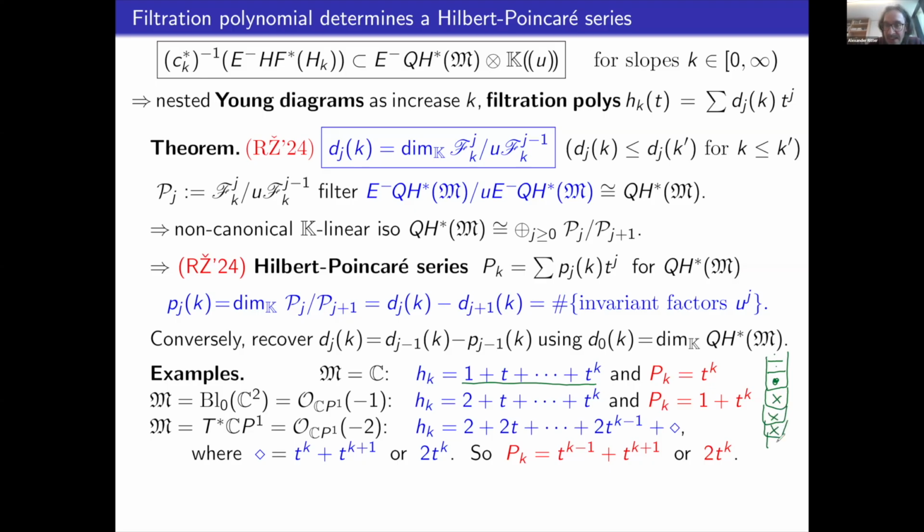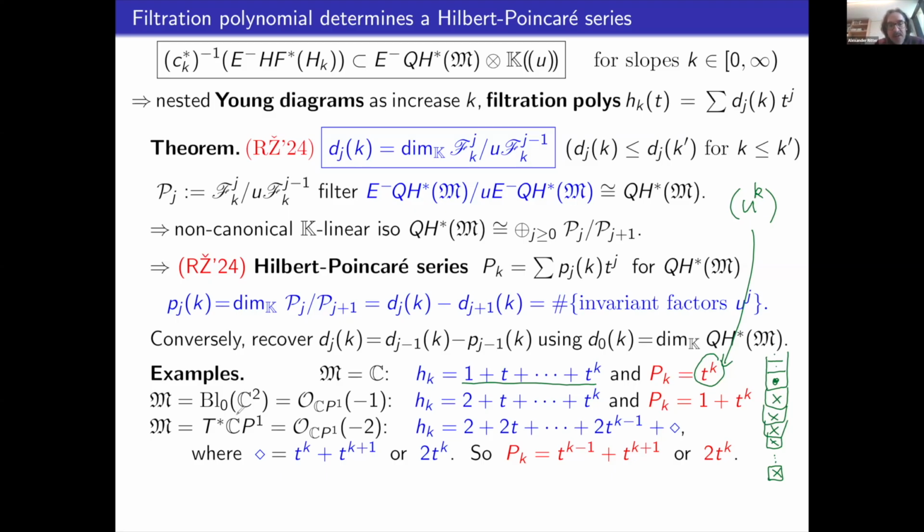So for slope K, you get exactly K of these new blue classes, and the Hilbert-Poincaré series that we're getting is just T to the K, and that's telling us about the continuation map. This is basically telling us the continuation map is a 1-by-1 matrix with just one invariant factor, which is U to the K. So these polynomials are encoding everything you might care about up to isomorphism of the continuation map.